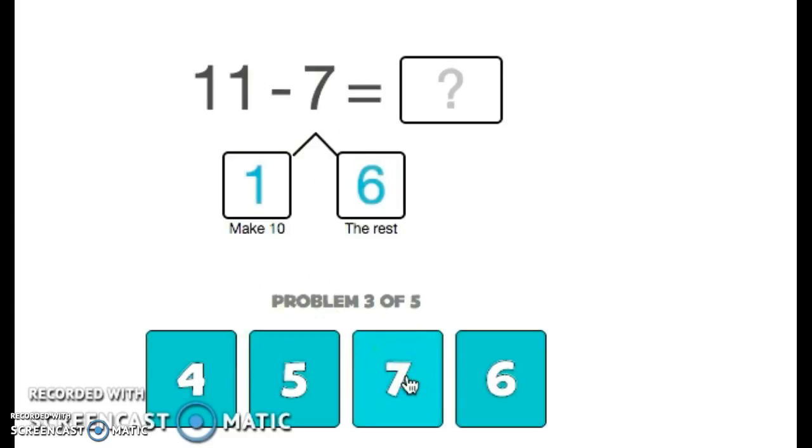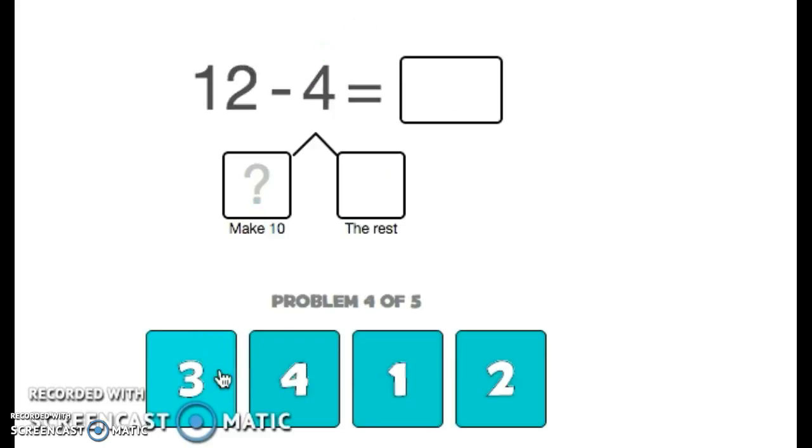Students are then able to break that number up so they can use the make a 10 strategy. So 11 take away 1 is our make a 10. So we know we have 10 and we need to take away the rest. So 10 take away the rest would be 10 take away 6. 10 take away 6 is 4.